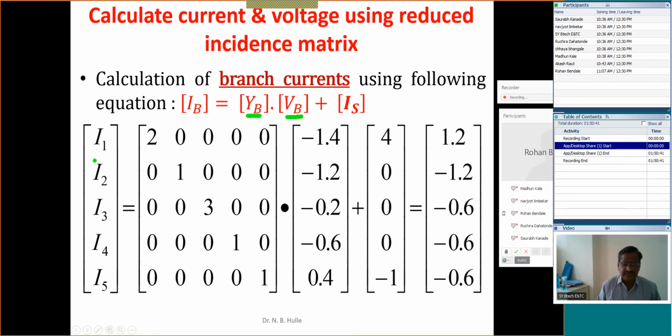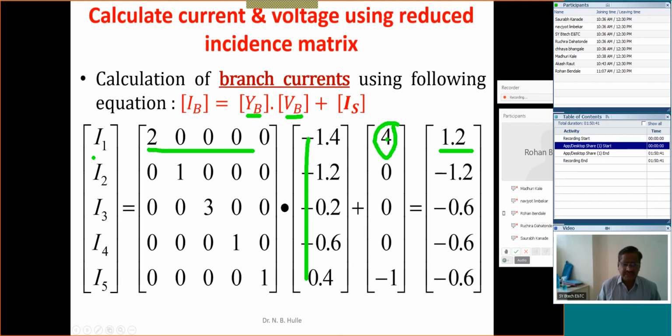How will this calculation go? I1 will be the multiplication of this row with this column, adding all the entries, plus this value. Means I1 is equal to 2 into minus 1.4, that is minus 1.4, and 0 into all these entries, plus this 4. Is it right?